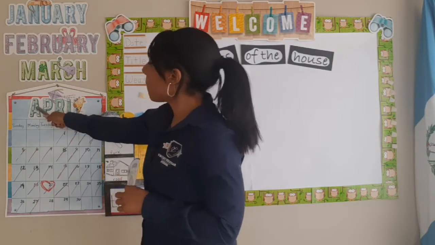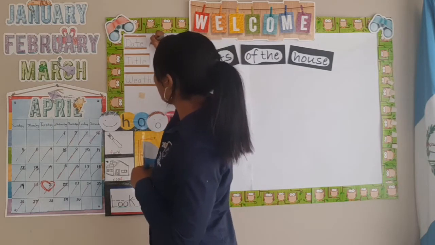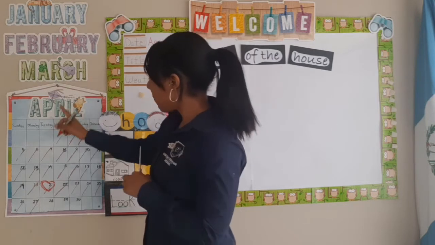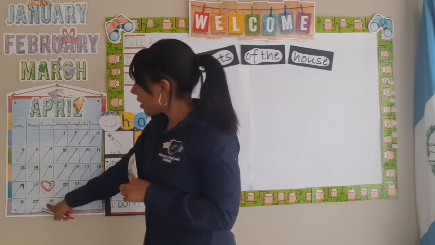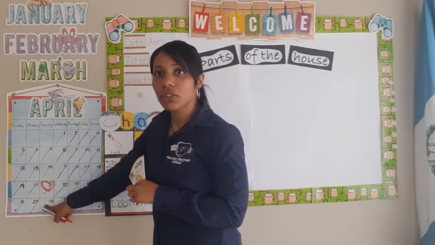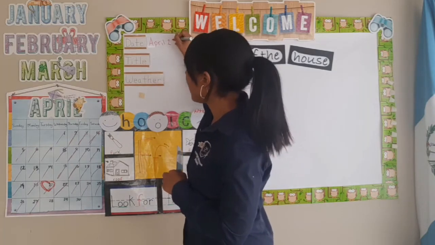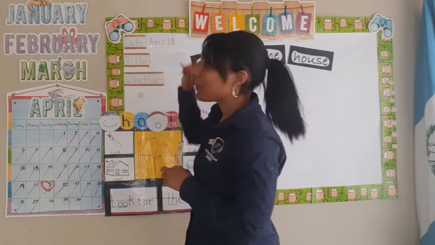Here we have the month is April, so I'm going to write here April. The day we see is the 28th. So the 28th we write using the number 2 and the number 8. Okay, so April 28th. And we know that the year is 2020.